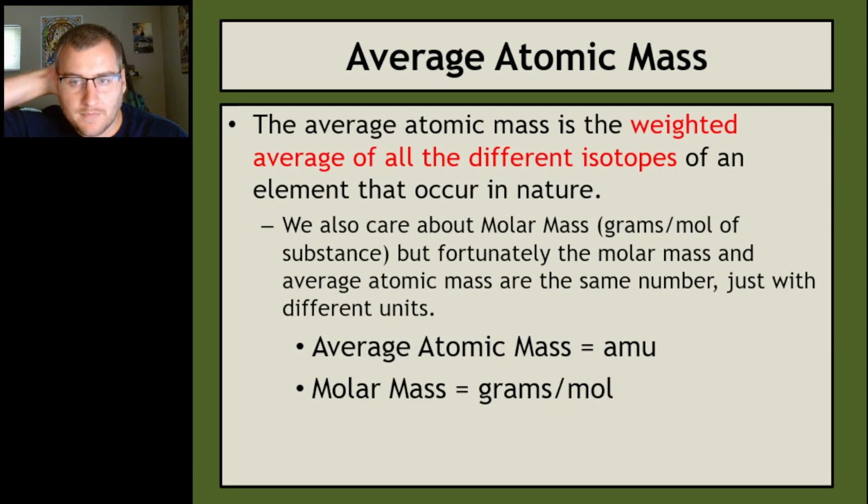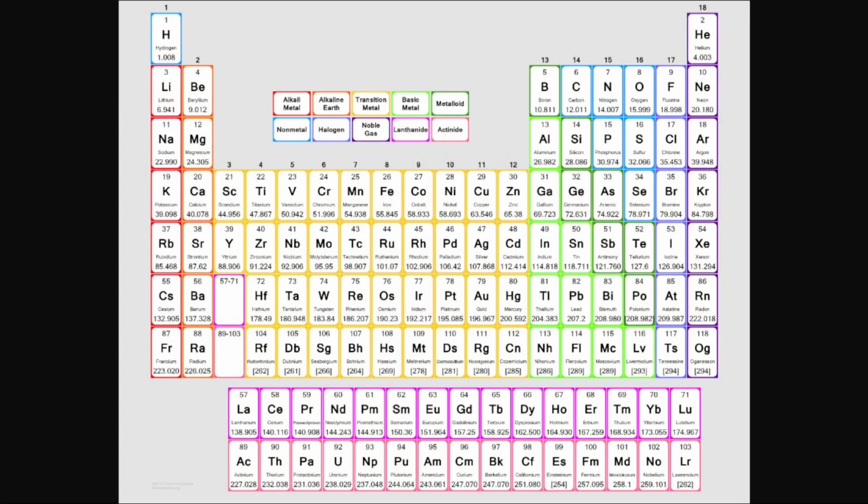Okay. We also care about molar mass. Last time we learned that molar mass is the number of grams per mole of a substance. And we actually said it was that exact same number. And that is true. This number tells you both things. It was intentionally designed to be both things.